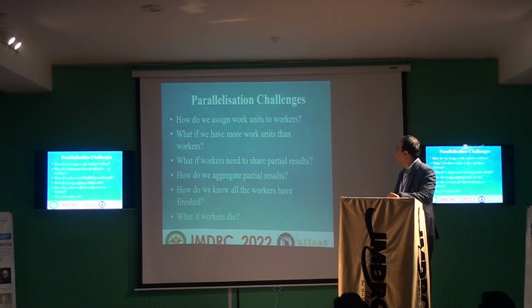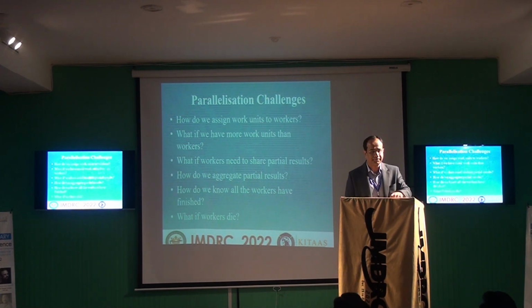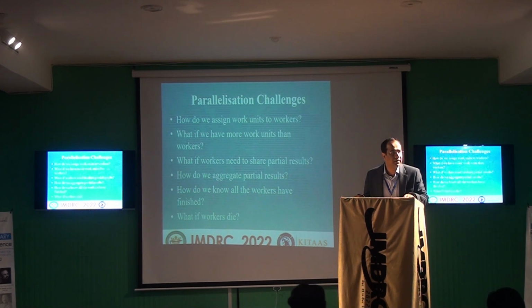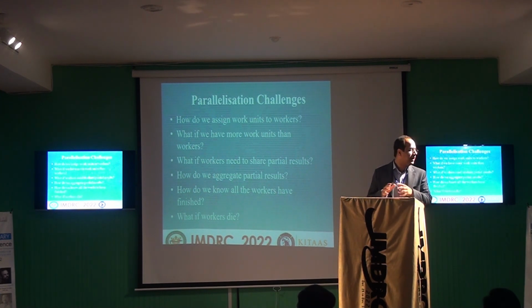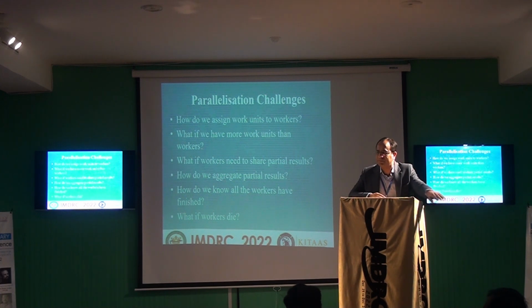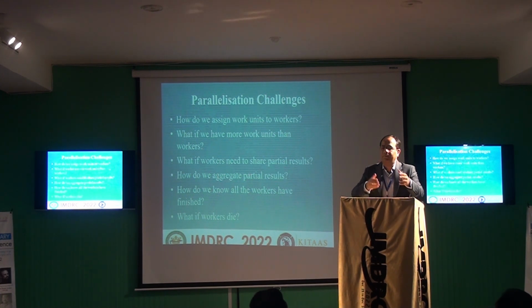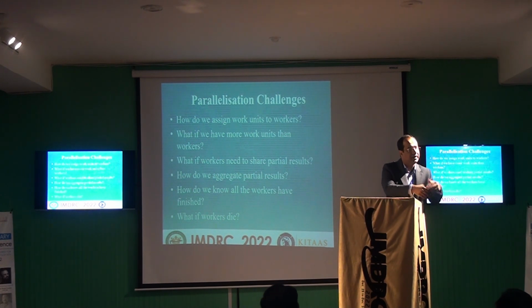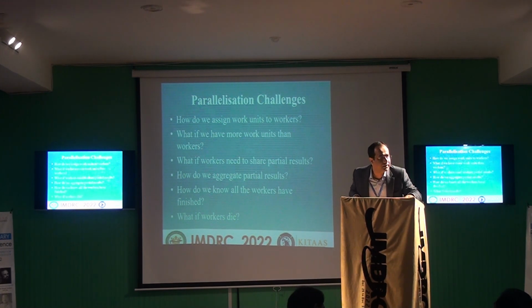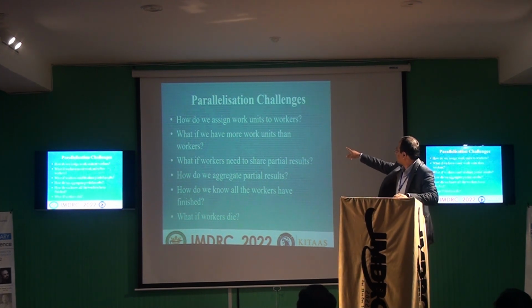Parallelization challenges. How do we assign work units to workers? What does it mean? Like, we conduct this workshop, this conference, as teamwork. One is the leader, and he assigns tasks to all the workers. If one worker is not there, who will take the task? That's a challenge. The same we can see in computers. If one computer dies or powers off, and the master knows it has assigned the task to that computer, which should perform the process and give the output, what will it do if it dies? That's how we assign work units to workers.